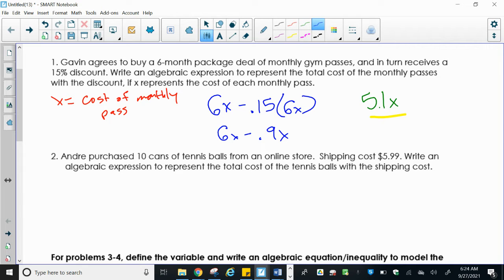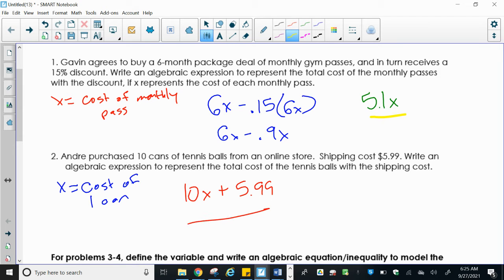Second one, Andre purchased 10 cans of tennis balls from an online store, with $5.99 shipping costs. Write an algebraic expression that represents the total cost of the tennis balls with the shipping. Okay, so X needs to represent, we bought 10 cans, but we don't know what each can costs. So we'd say X can represent the cost of 1 can. So we bought 10 cans, so that'd be 10X. And then shipping costs get added on, so plus 5.99. There's nothing we can combine, so that would be our simplified expression.